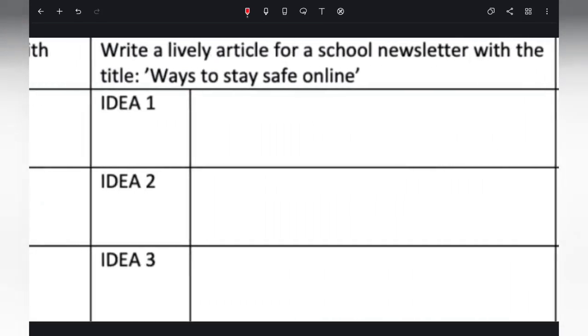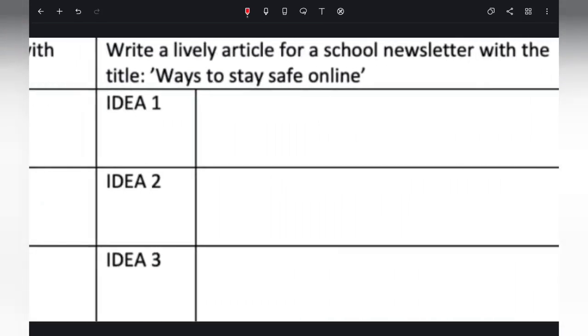The second one is to write a lively article for a school newsletter with the title Ways to Stay Safe Online. So that is essentially about e-safety, internet safety, again a hot topic for students in schools, etc., and also for the world as well, because online safety is of course something that's always in the headlines.